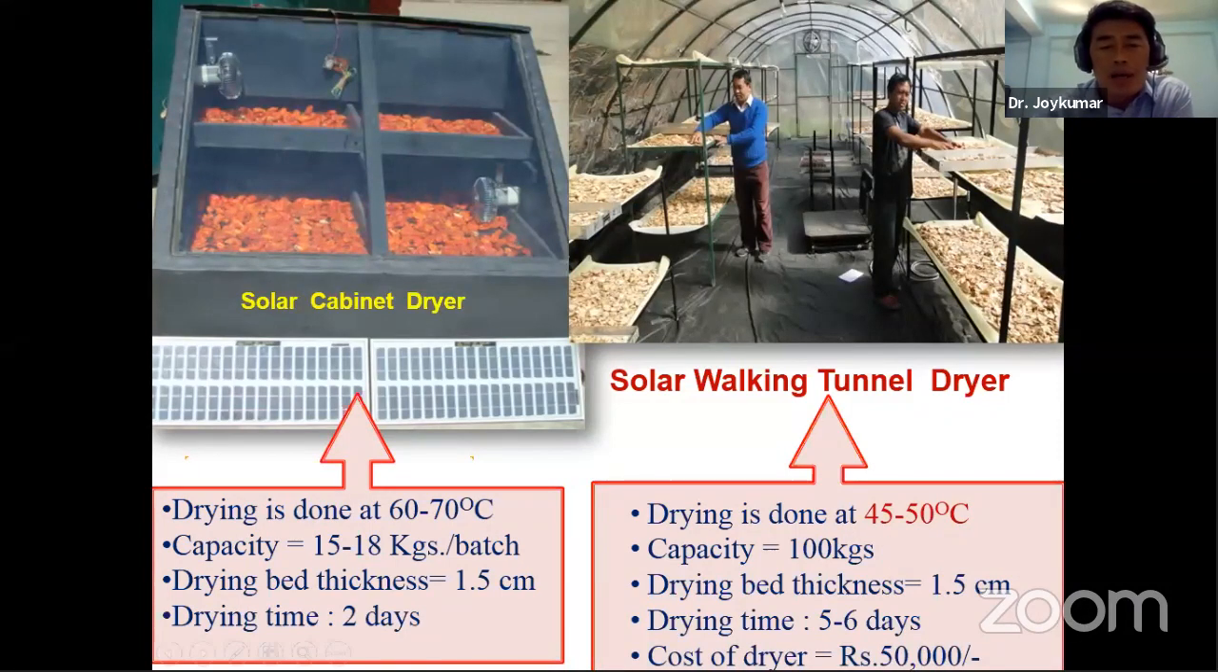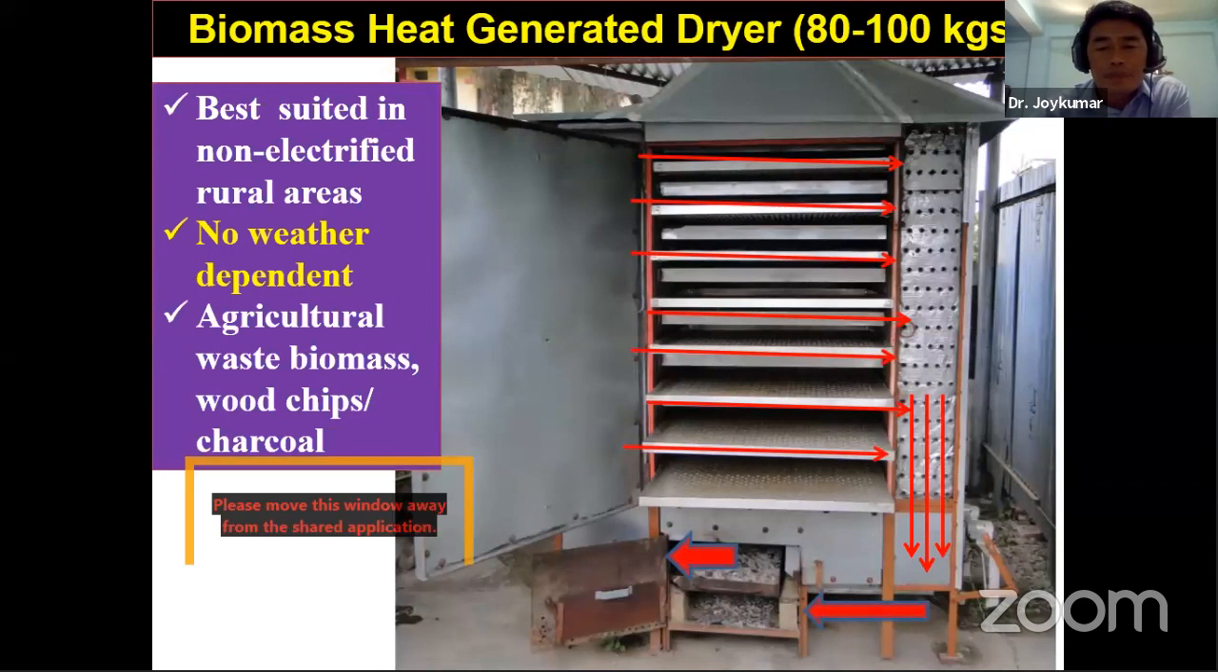Another dryer I would like to share with you is a biomass dryer. What is happening in this is that in villages where electricity is not available, or not regularly available, a lot of biomass is available, because of forest areas, wood cuttings, and other agricultural waste material, which can be burned in that furnace.